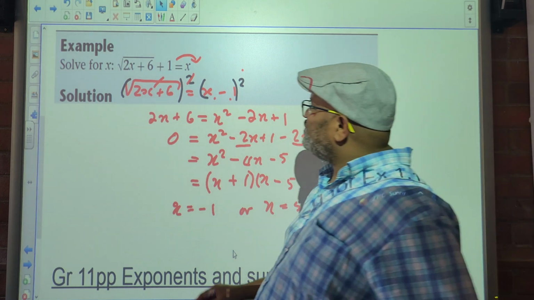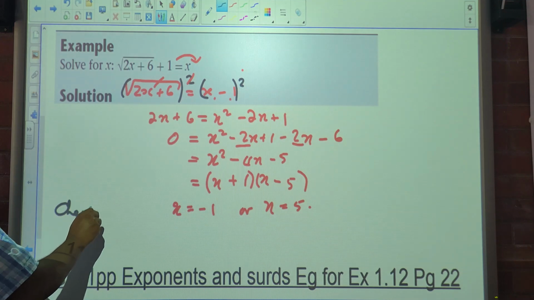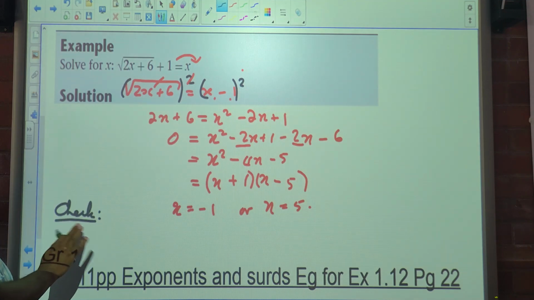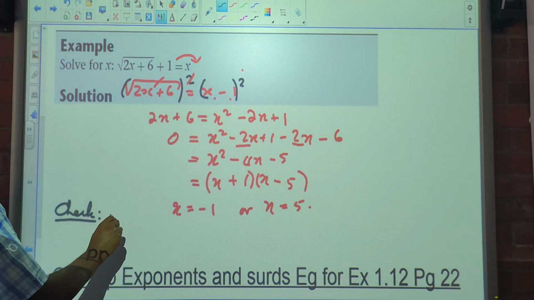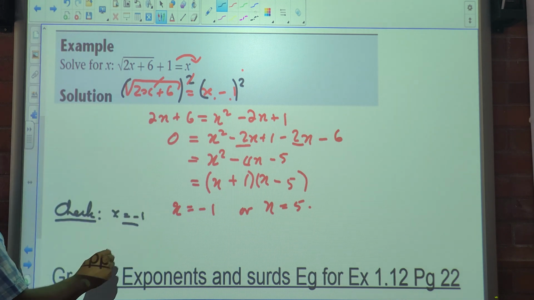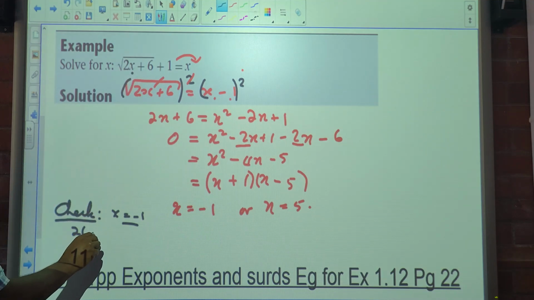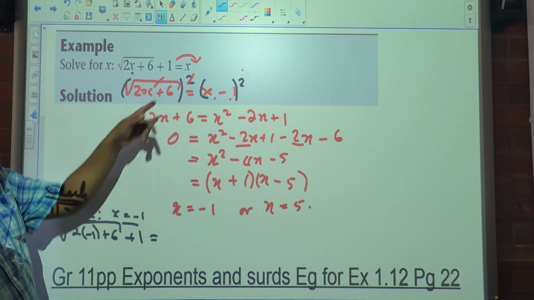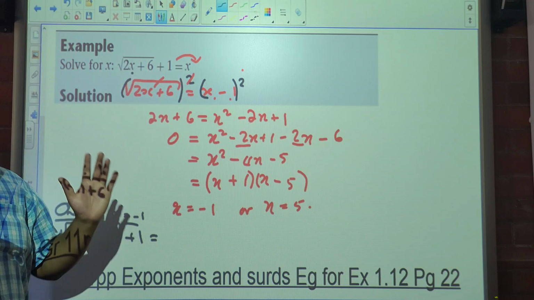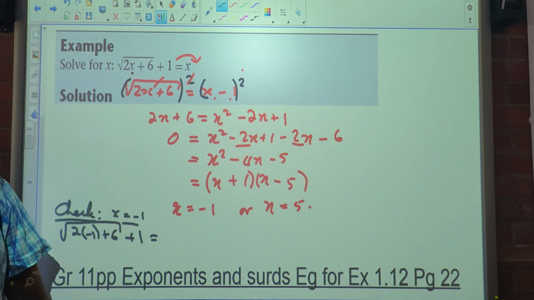So what I do is I take the original sum. This is how I check. Do I need to show this on the side, people? No, you don't have to show this. I'm just showing you what I'm doing. I test for x equal to negative 1. I put negative 1 in for x: the square root of 2 into negative 1 plus 6, plus 1. Let's see what that equals. If this is equal to negative 1, the job is done. It's correct. If it's not equal, then it is not a solution.